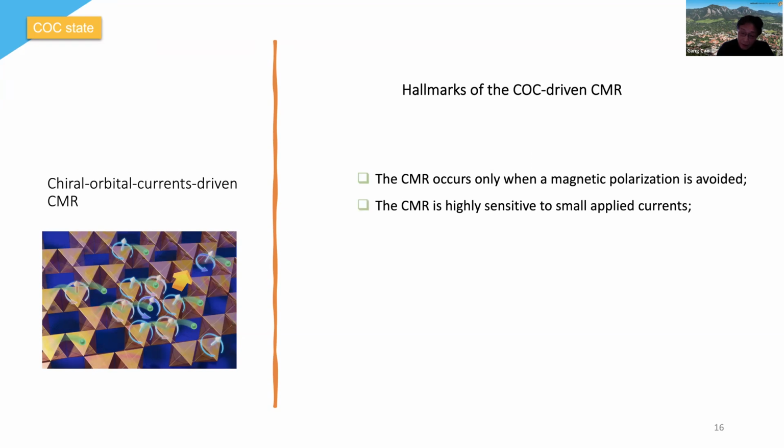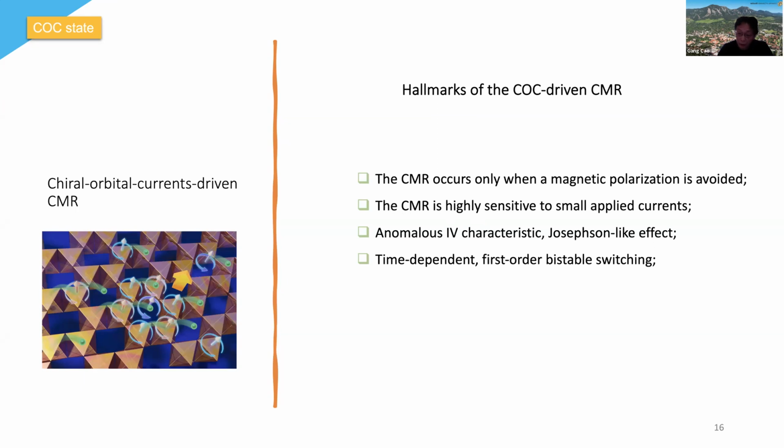The second is that this colossal magnetoresistance is very sensitive to small applied currents. This is something we have not seen before. The first item, that colossal magnetoresistance only happens without magnetic polarization, has actually been seen in other materials, for example Ca3Ru2O7. But colossal magnetoresistance that is sensitive to small current is something we have never seen before, at least to the best of my knowledge. The other thing is that we have seen anomalous IV characteristics, including a Josephson-like effect. This is not a superconducting material; it is a very insulating material, and yet we see a very robust Josephson-like effect. And then there is another feature, bistable switching, which is time dependent.